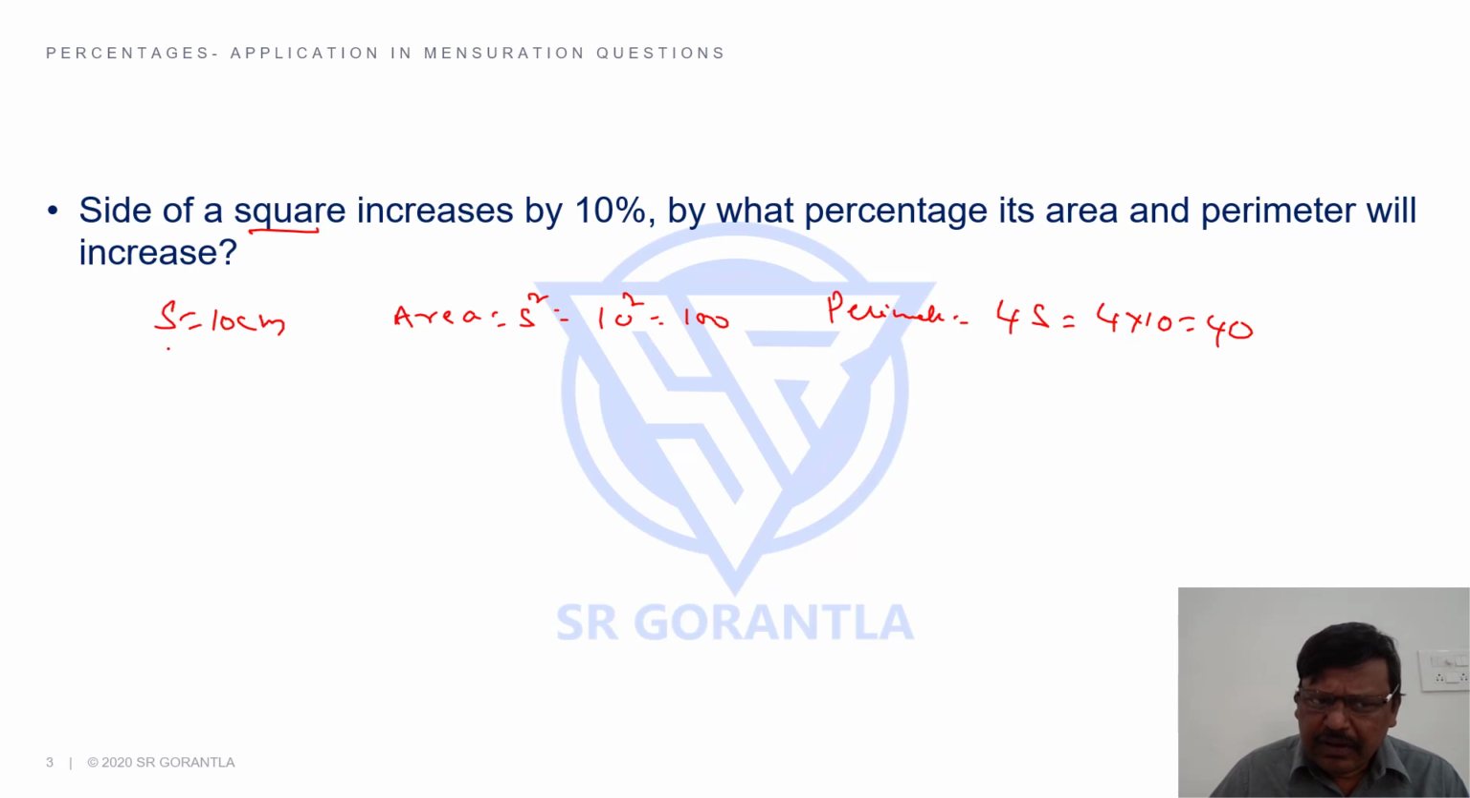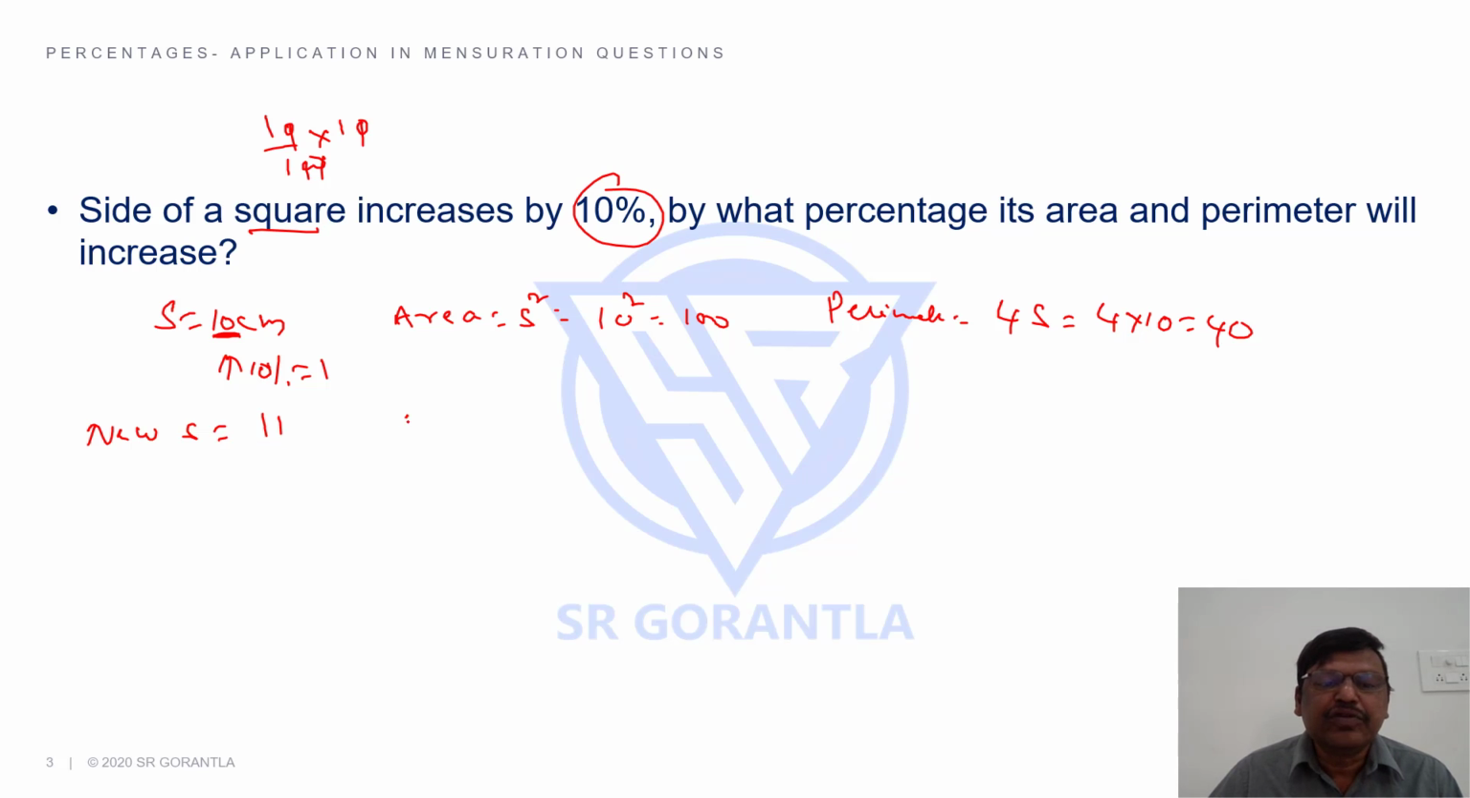Now, the side is increasing by 10%. So let the new side be, if it is increasing by 10%, 10% of 10. What is 10% of 10? 10% of 10 is 1, right? So the new side increases by 1, it is 11. So what is the new area? The new area is 11 square, 121. What is the new perimeter? P stands for perimeter here, 4 into 11, 44.